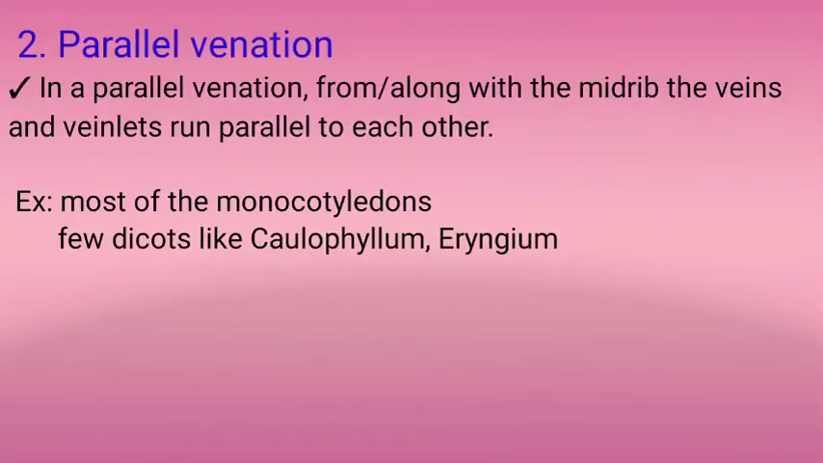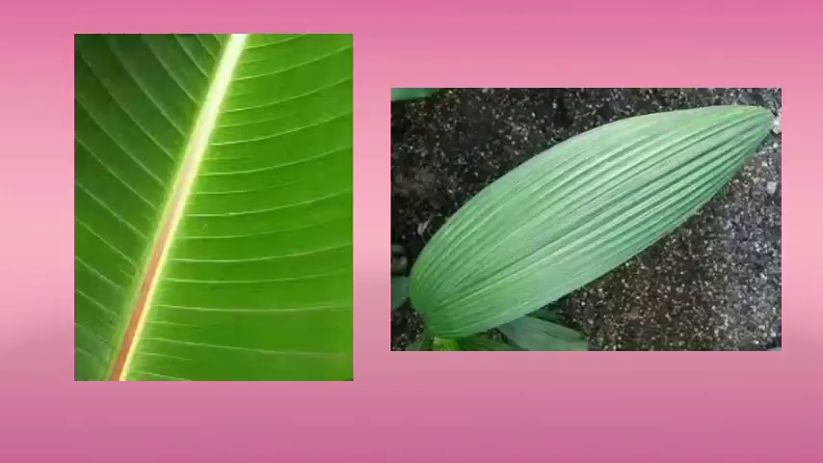Parallel venation. In parallel venation, from or along with the midrib, the veins and veinlets run parallel to each other. Example, most of the monocotyledonous plants, and few dicots like Calophyllum and Eryngium show parallel venation. Let's check the diagrammatic representation of parallel venation. So, from or along with the midrib, veins and veinlets run parallel to each other.